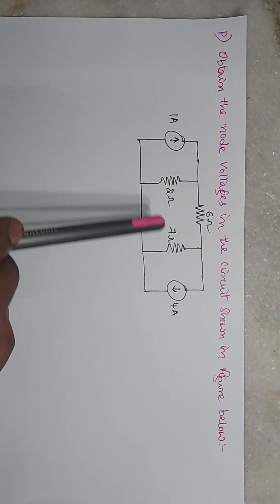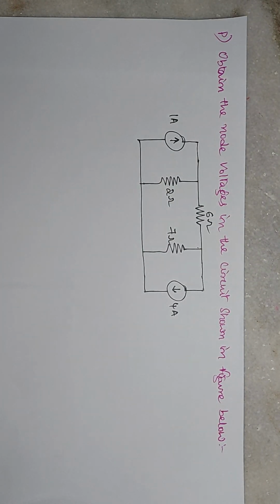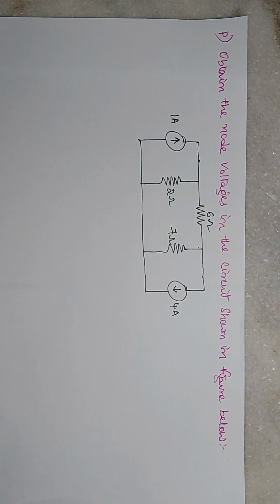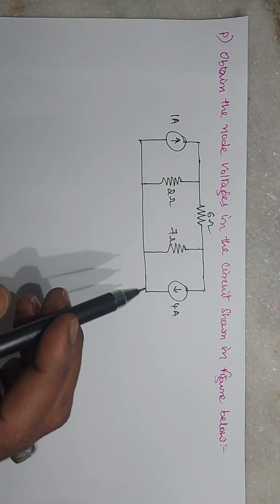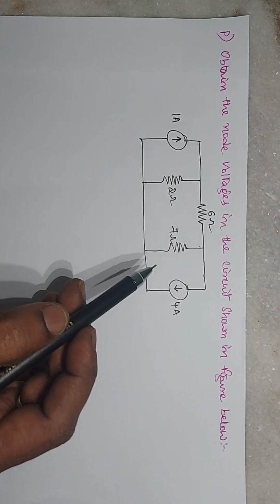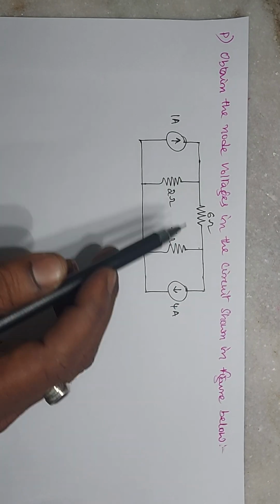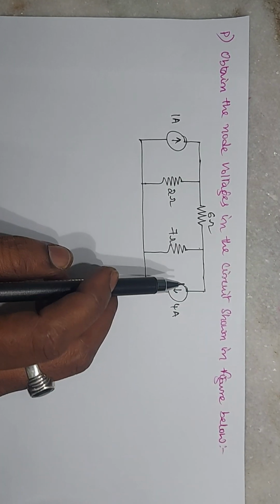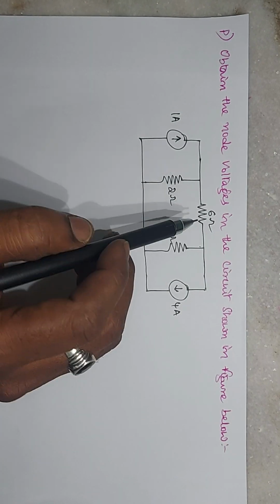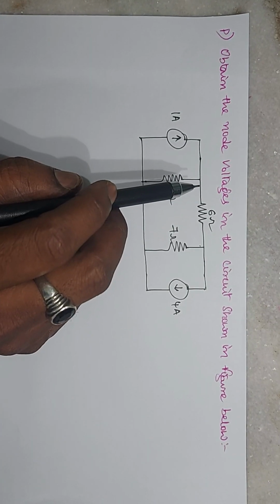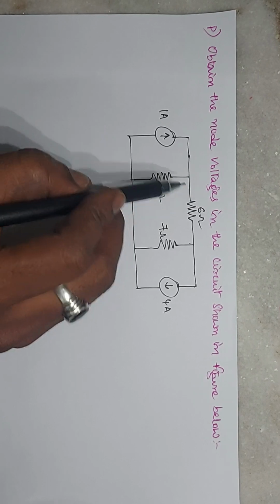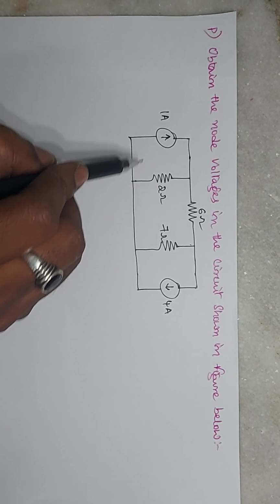So how to proceed here? What is the first step we have to go for? The first step is to identify the nodes. What is a node actually? A node is a point or a junction where two or more branches are interconnected. First of all, identify the nodes. After that we will go for the reference and non-reference nodes. So which is the node here?